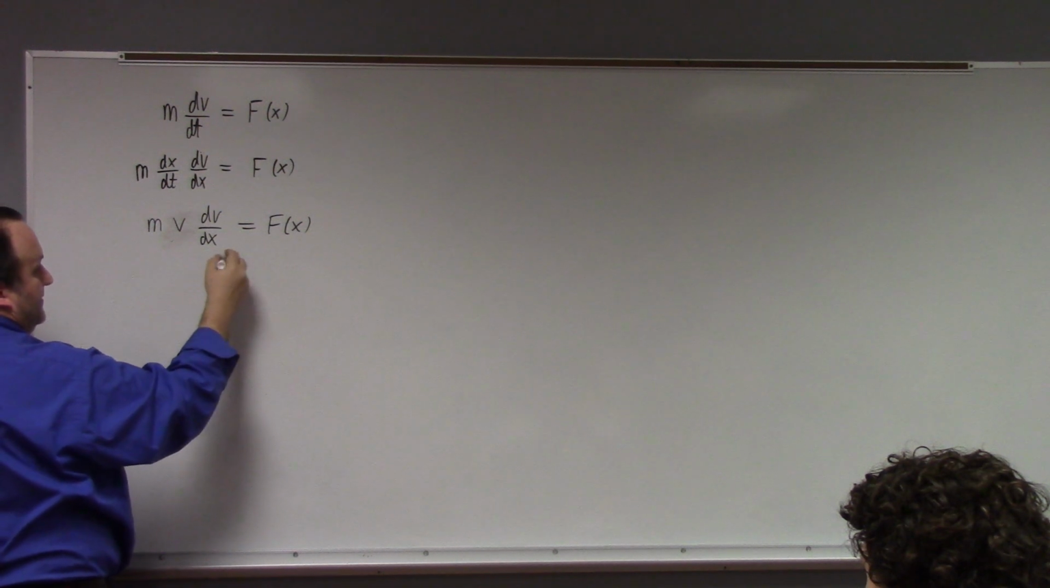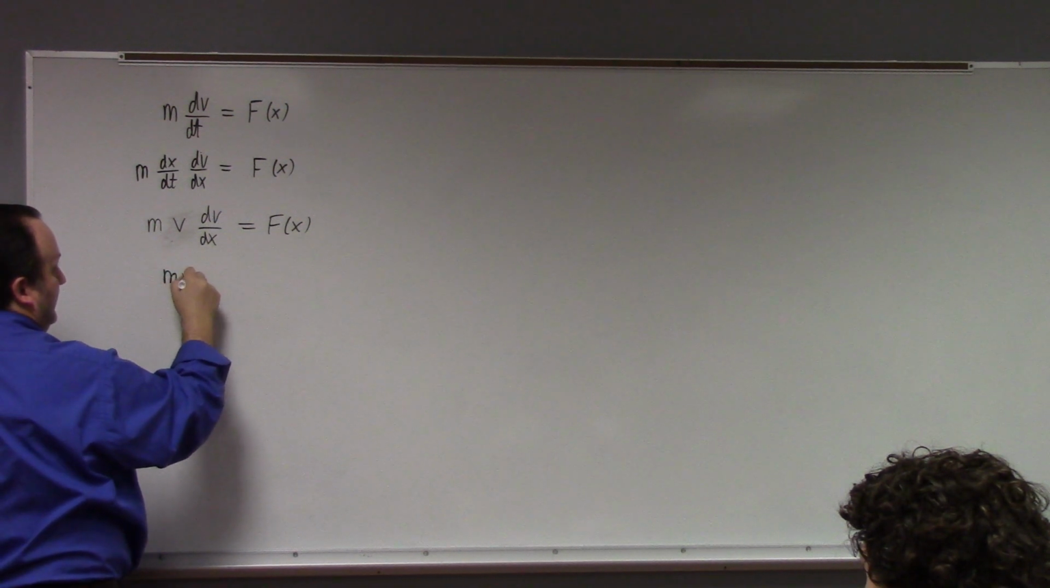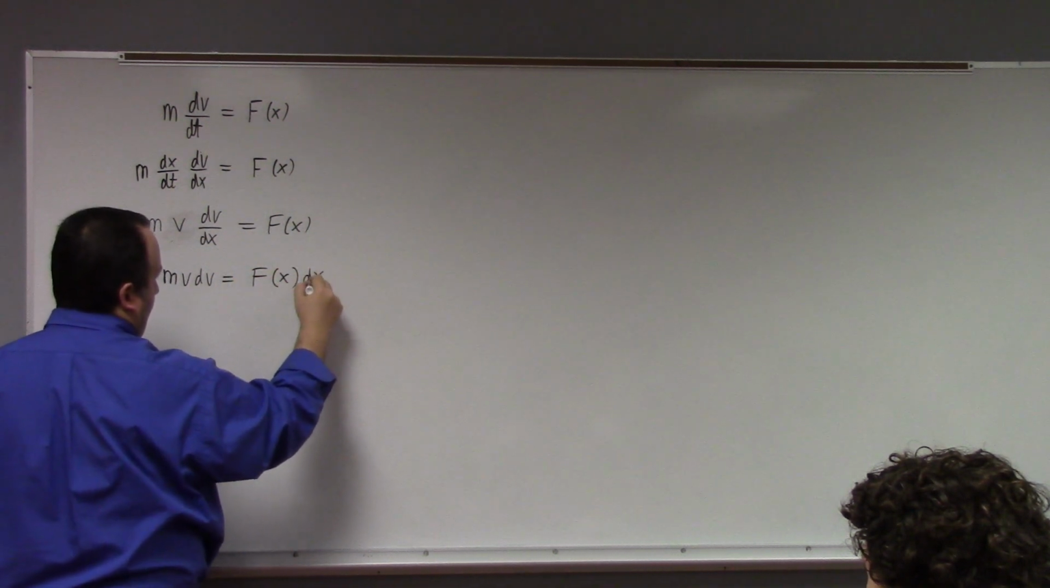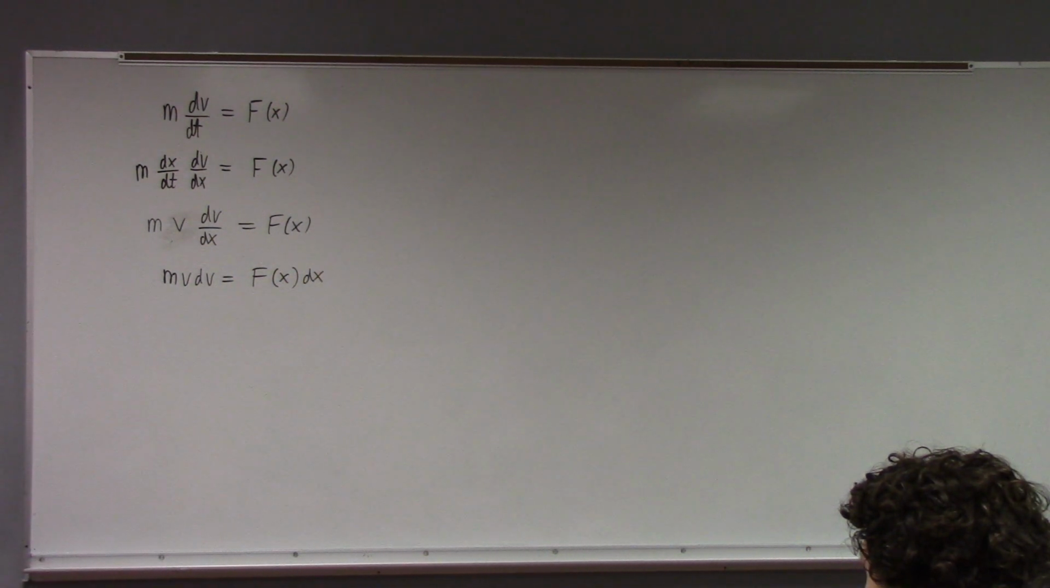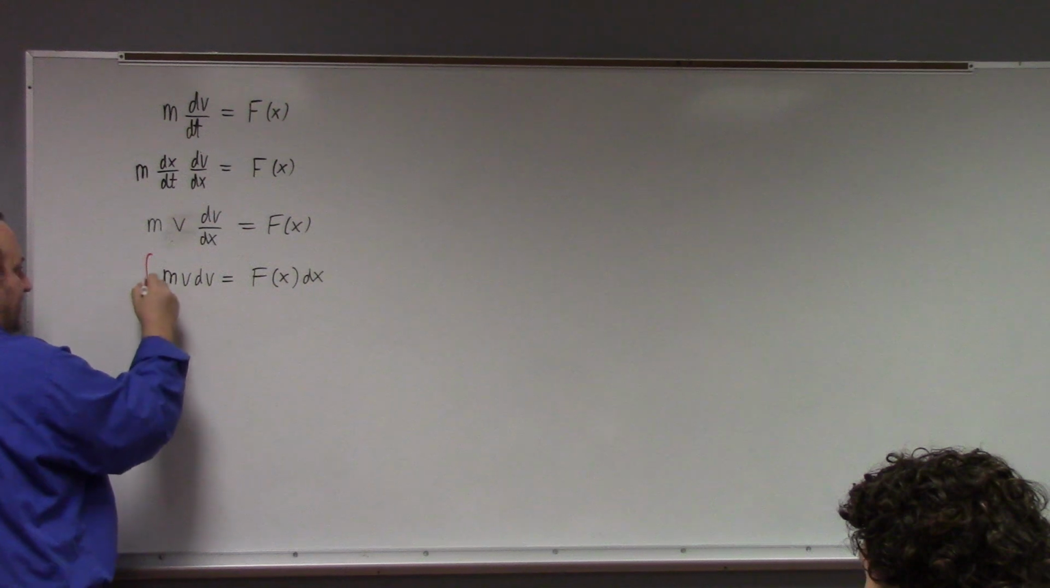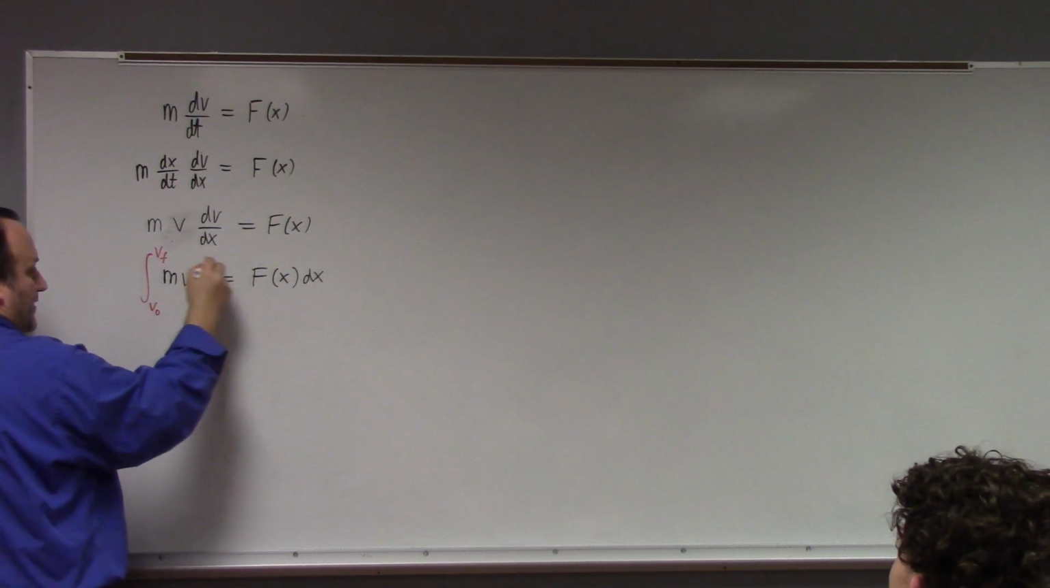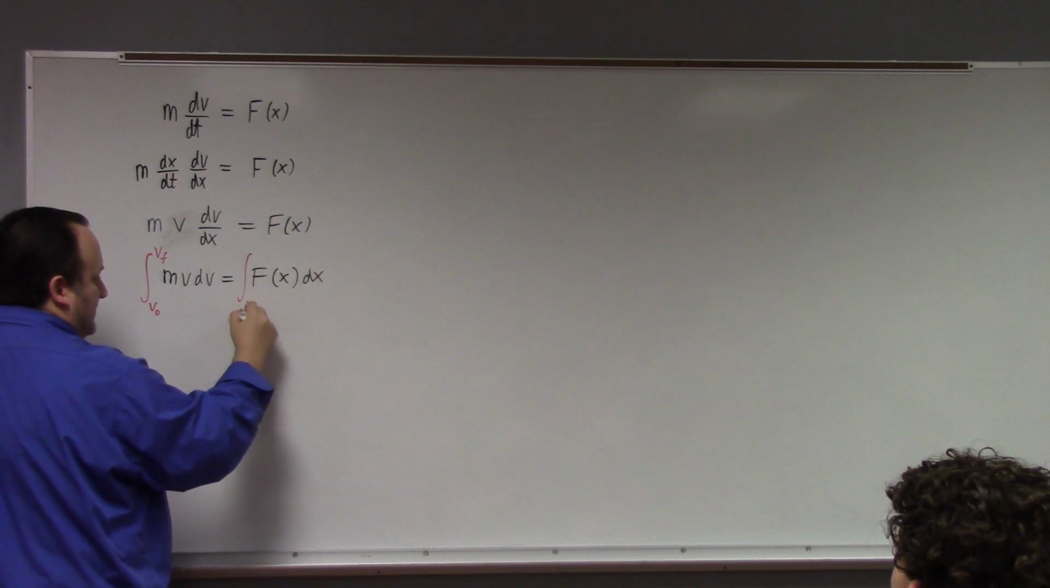Dx to the other side, right? So you've got your m v dv is equal to f of x dx. Then we do what? Separate, integrate, right? And we'll integrate over matching bounds. So on the left-hand side, I will integrate from, say, v0 to vf. On the right-hand side, I will integrate from x0 to xf.